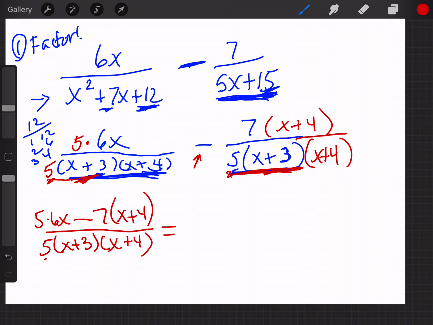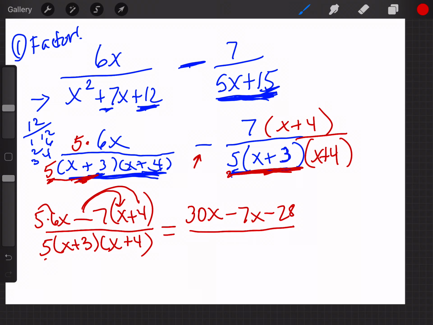So on the top, let's finish cleaning it up. That's going to be 5 times 6, which is 30x. Now, be careful right here. That's negative 7 times x, which is negative 7x, and negative 7 times 4, which is negative 28. That's all over 5, x plus 3, x plus 4. All right, very good. Got any like terms on top? Sure do. 30 minus 7 is going to be 23x minus 28.